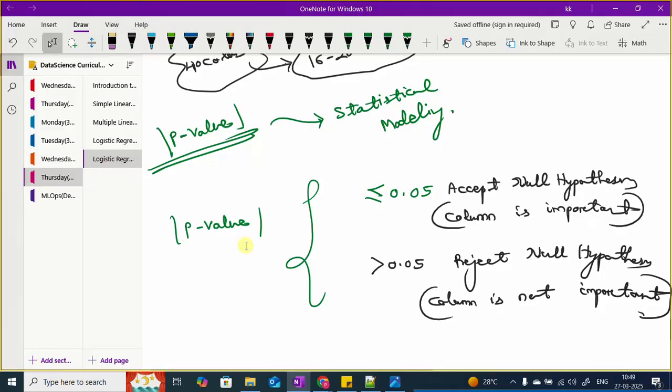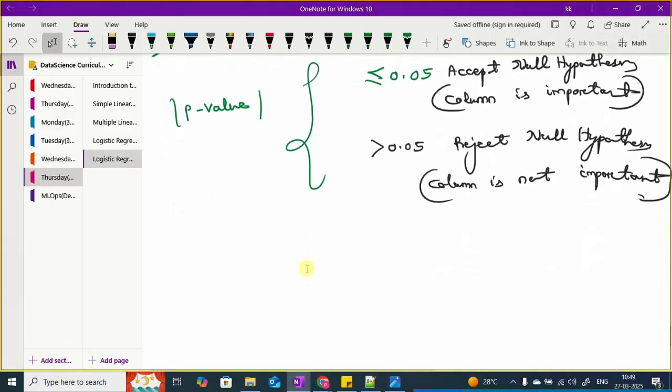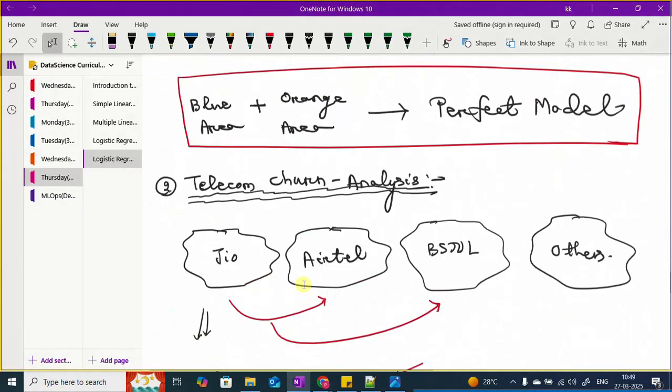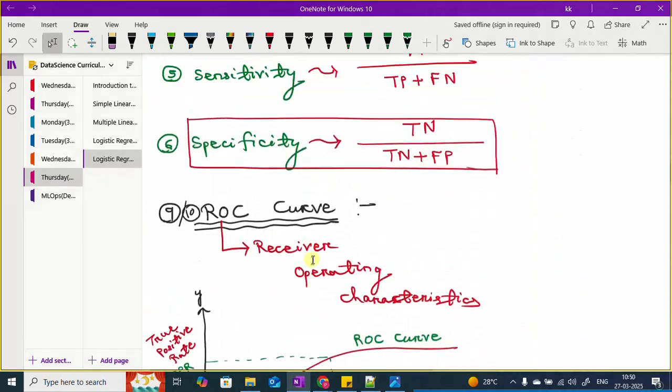Then similarly, besides the p-value, there is another methodology by using which we can figure out whether we need to consider that column or we need to drop that column for further analysis. That we'll discuss one by one. This point is clear? Any doubts so far?